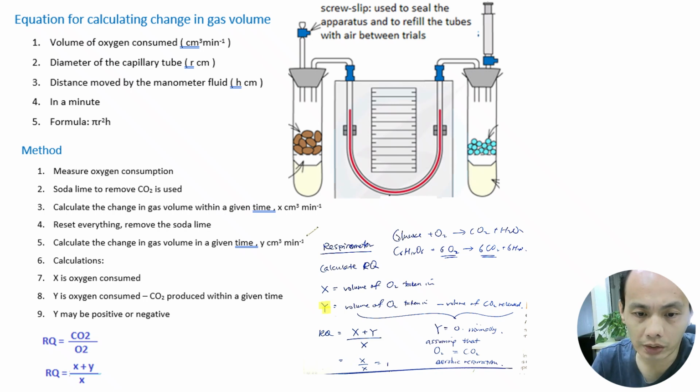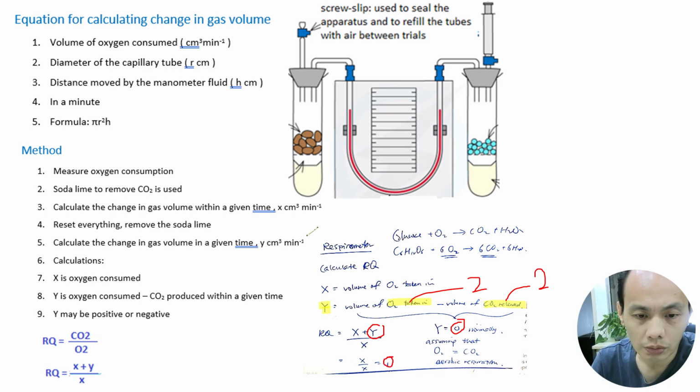Y becomes 0 when oxygen taken in equals carbon dioxide released. Let's say, for example, oxygen taken in is 2 and carbon dioxide released is also 2. So Y will normally be 0. So when Y equals 0, X divided by X equals 1.